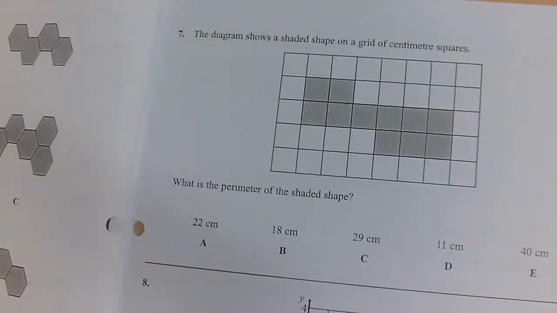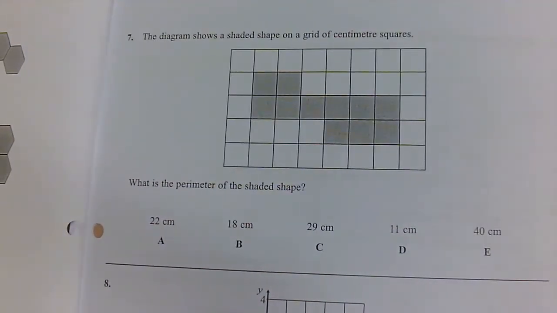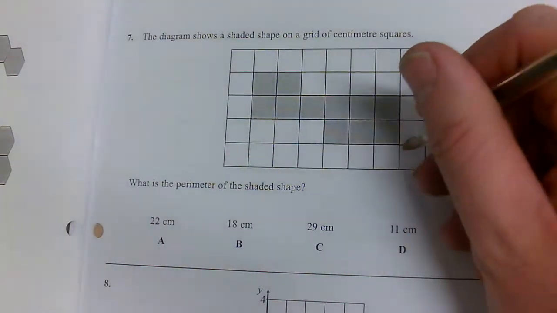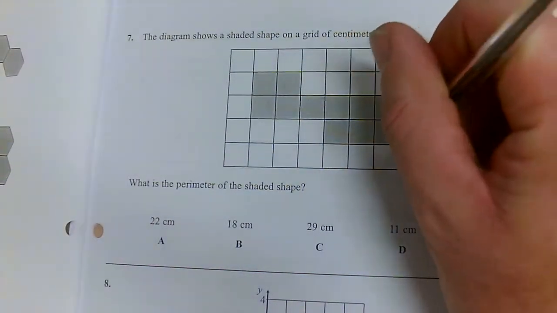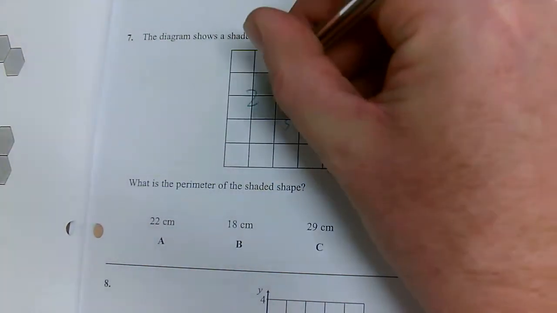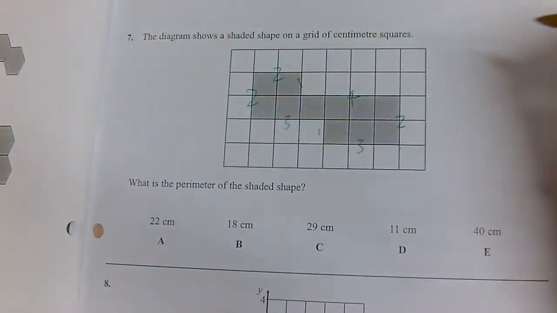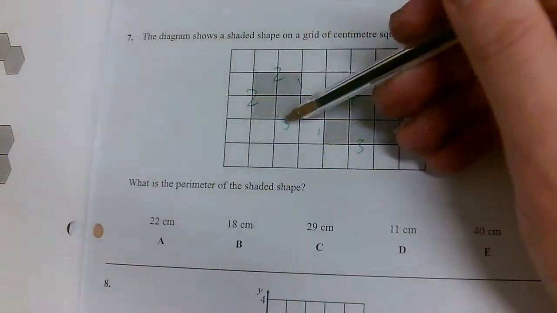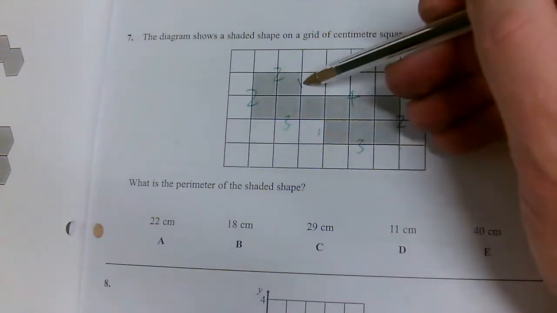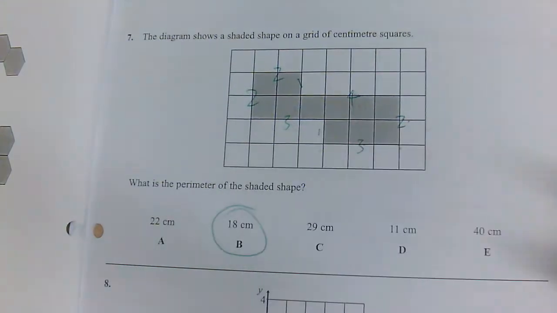Question 7. So we've got to work out the perimeter of the shape. Now the perimeter is the distance around the outside. Now it's not counting the squares, it's counting the lengths. So from here to here is 3 squares, plus 1, plus another 3, plus 2, plus 2, plus 1, plus 4, plus 2. So 3, 4, 7, 8, 9, 10, 11, 12, 16, 18. So answer B.